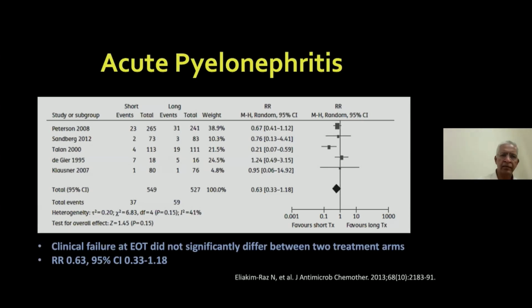We will look at published studies, meta-analyses, and randomized controlled trials which have compared shorter courses of antibiotics with longer courses. This is a fairly old paper, 2013 from CID, looking at antibiotic therapy of acute pyelonephritis. They compared patients who got a shorter course, less than or equal to 7 days, with longer courses. Clinical failure at the end of therapy, the primary outcome, did not significantly differ between the two treatment arms. Treatment outcomes were similar. This is the relative risk and the confidence interval. It crosses the null value of 1, so it's not a significant result, but it's similar. It's neither inferior nor superior.